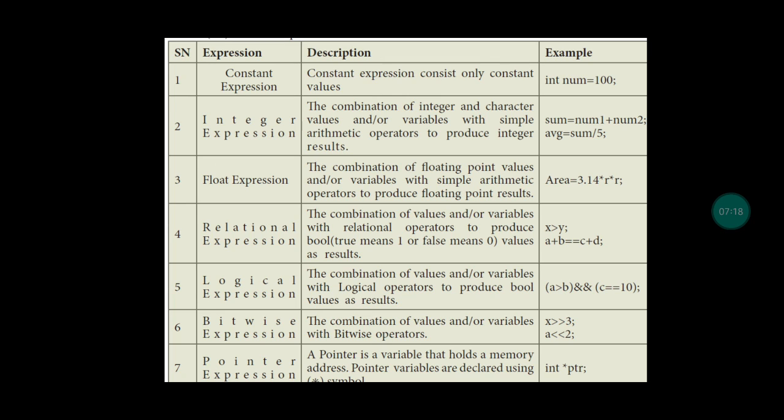And next one is pointer. If an asterisk, that is the star symbol, has been used before the declaration of the variable, that is called a pointer variable. When this pointer variable is used in an expression, that is called a pointer expression. This is a pointer variable which holds the memory address.